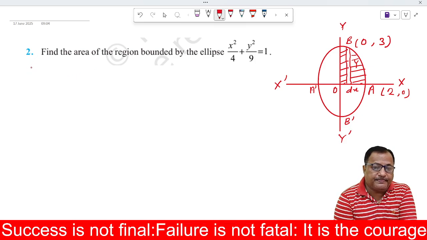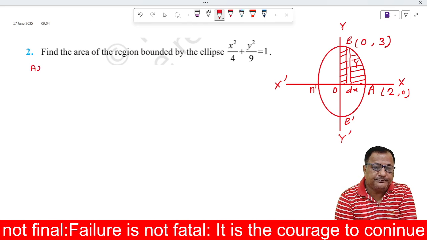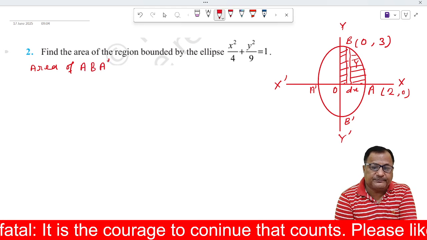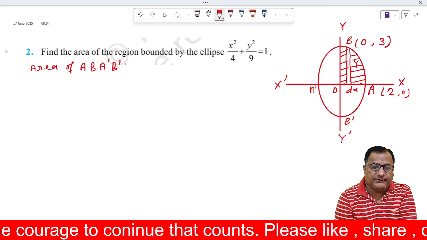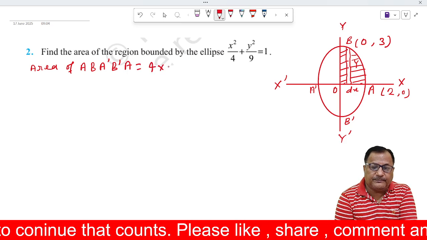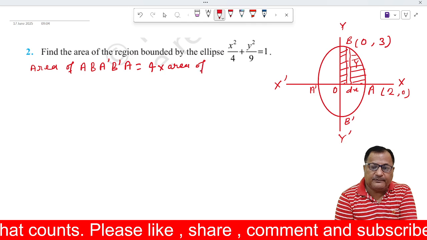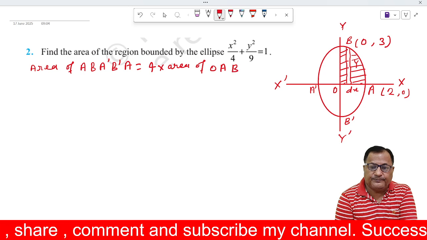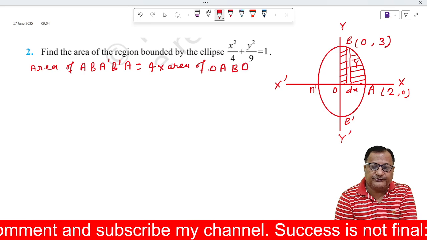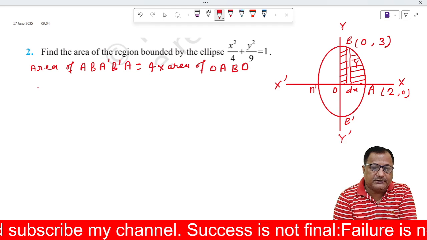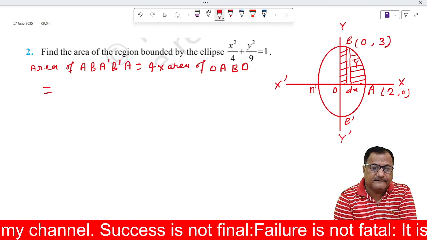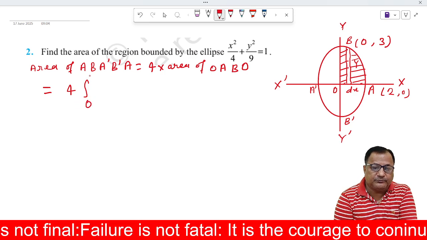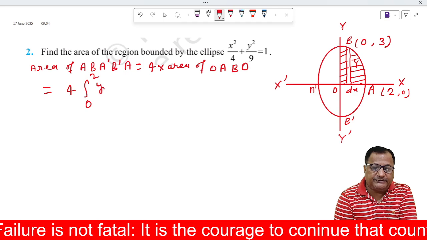So the area of A, B, A dash, B dash is equal to 4 into the area of O, A, B, O. So the area will be 4 into the integral from 0 to 2 of y dx.